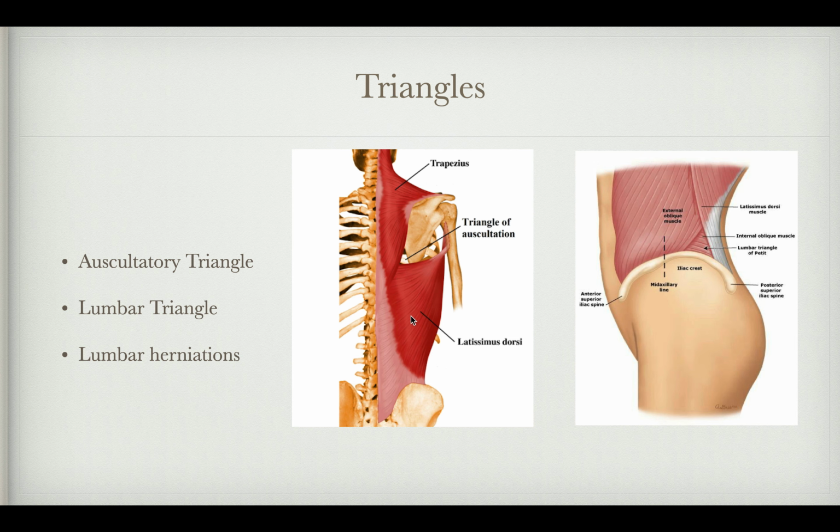Another important triangle is the lumbar triangle, because that is where herniations occur. Here it's bounded by the iliac crest and the external oblique and the latissimus dorsi, and the floor of the triangle is the internal oblique.